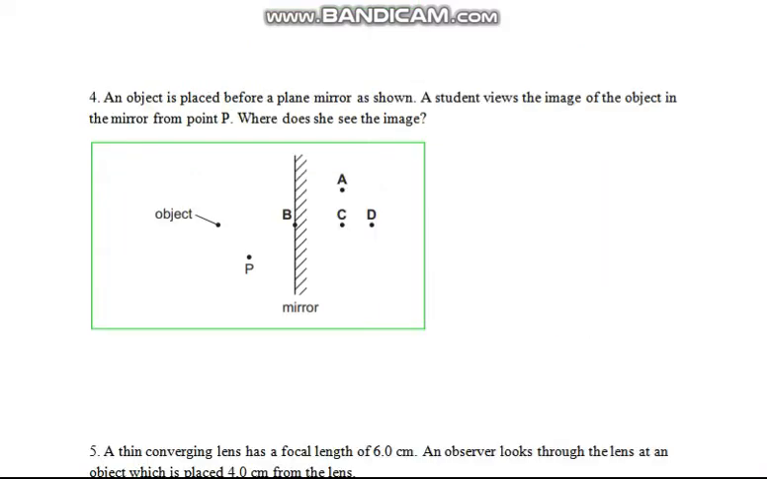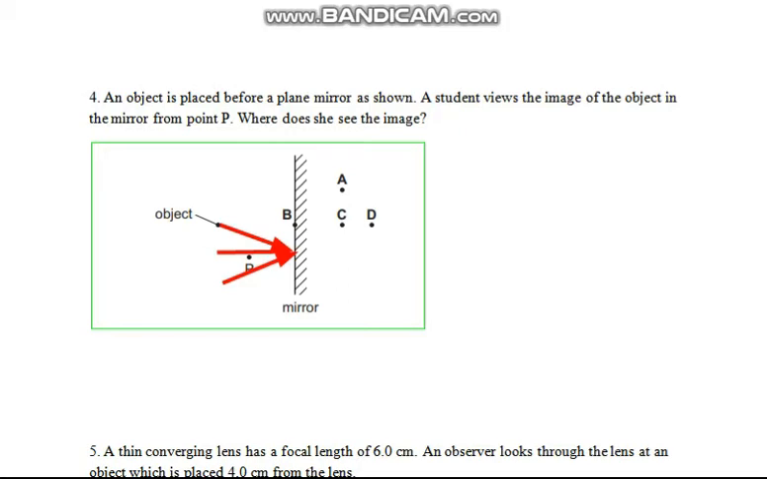Question number 4. An object is placed before a plane mirror as shown. A student views the image of the object in the mirror from point P. Where does she see the image? So here also we will apply certain rules for the image formation. So from this object, if we have this as the incident ray, then we can draw the normal, and the reflected ray would be at the same angle somewhere here.